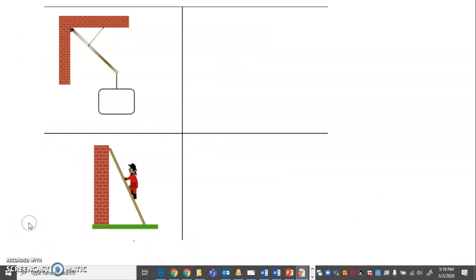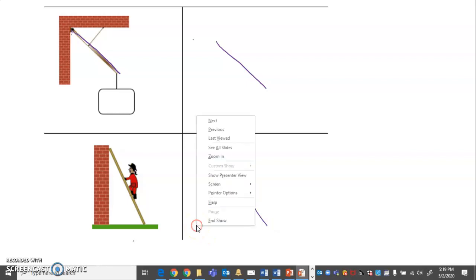Then we have a couple more examples we can look at here. We've got this object right here. We can draw in the object. And then same thing down here. I'm going to go ahead and draw in the ladder. And then I'll switch colors.